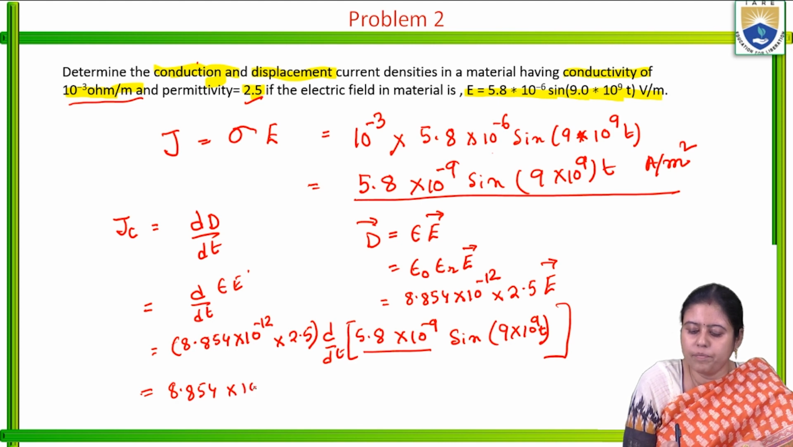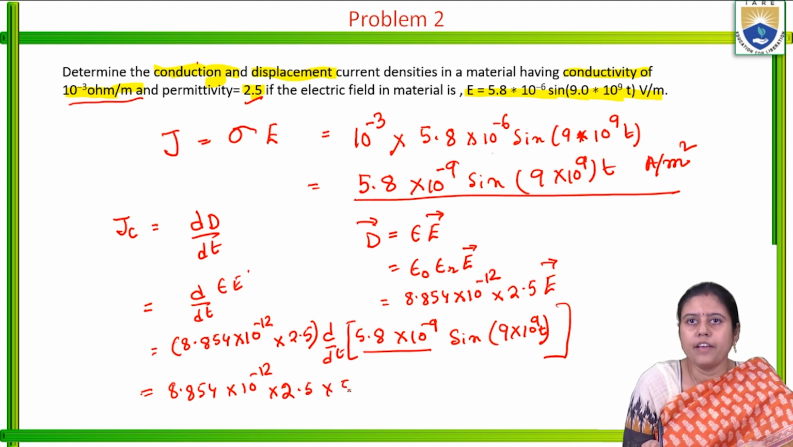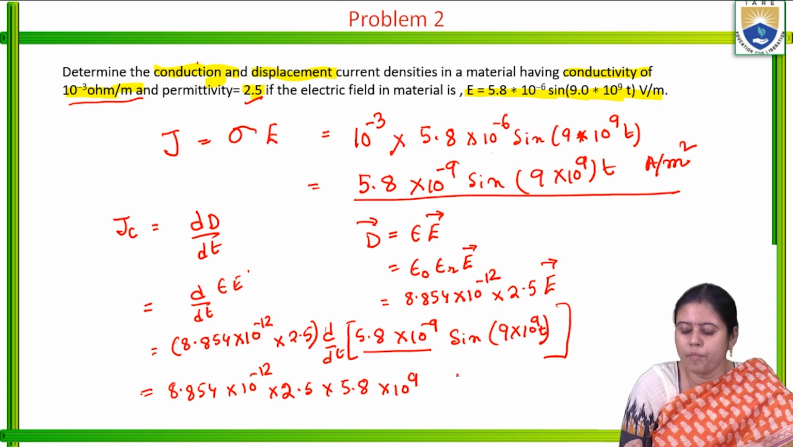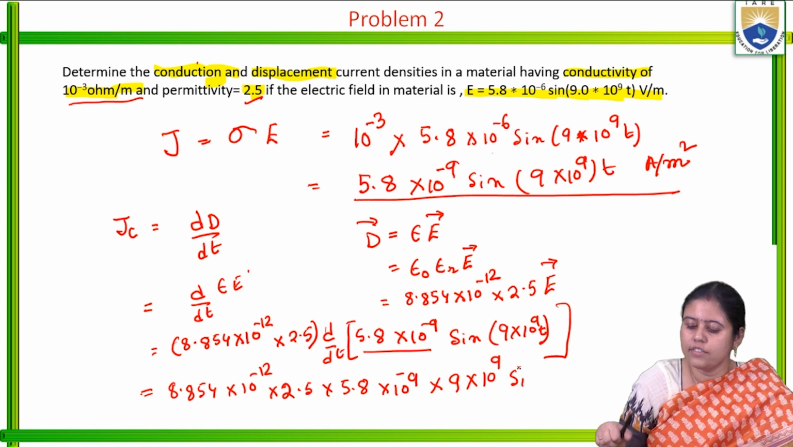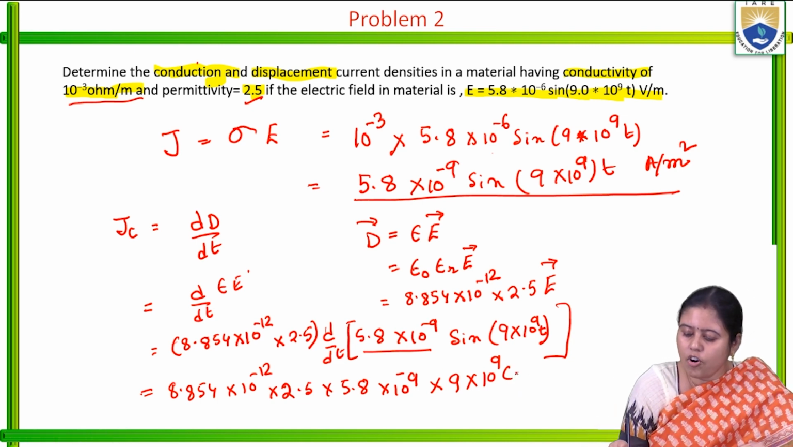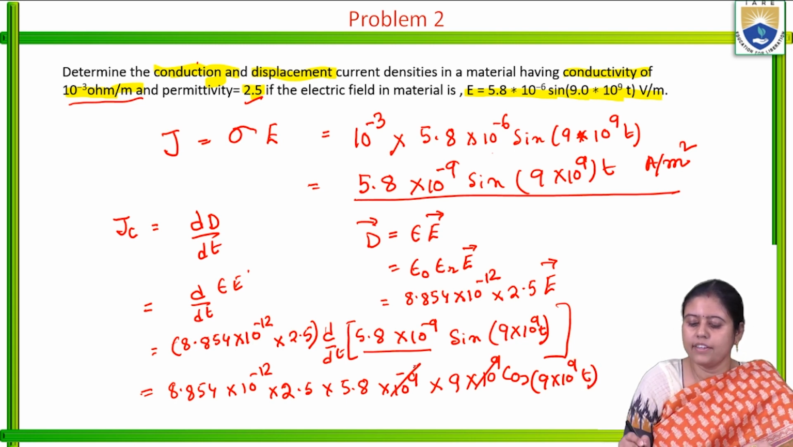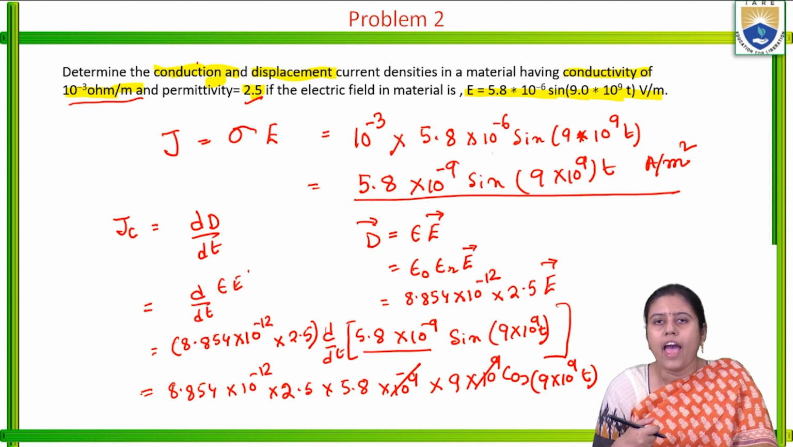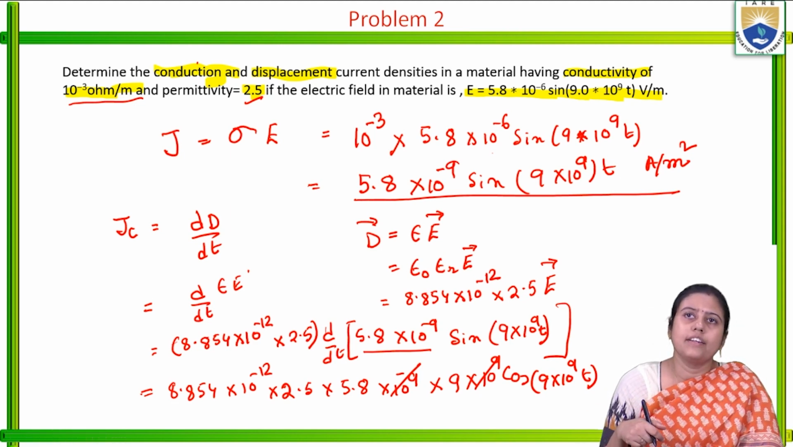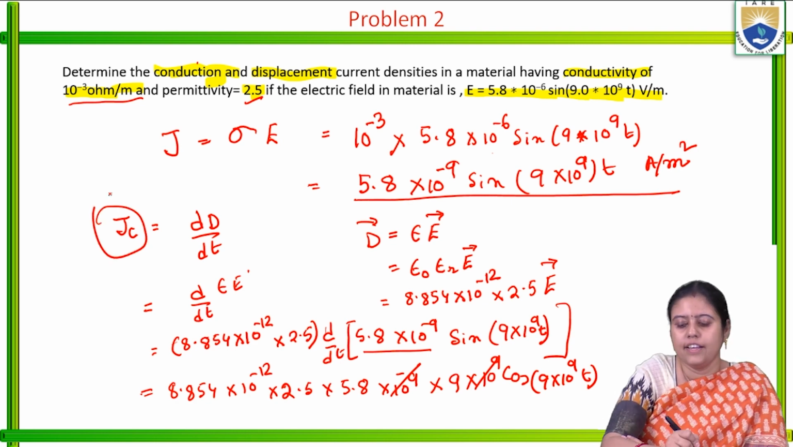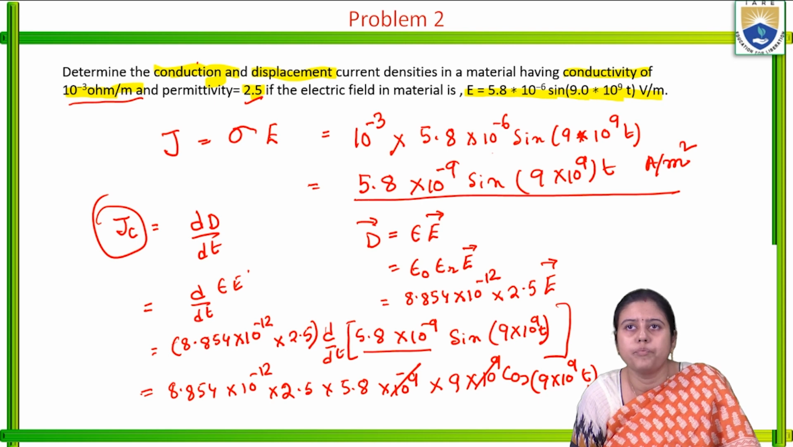So 8.854 into 10 to the power minus 12 into 2.5 into 5.8 into 10 to the power 9 d by dt of sine omega t. So omega cos omega t. So 9 into 10 to the power 9, then cos, the definition of the cos, 9 into 10 to the power 9 t. The 10 to the power minus 9 and 10 to the power 9 will cancel out each other, and if we solve this problem, we can get the value of the JC, the current density of a displacement current.